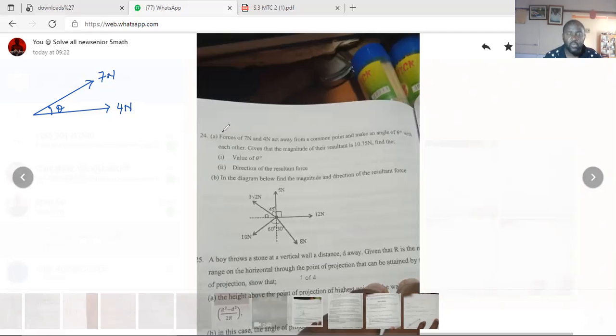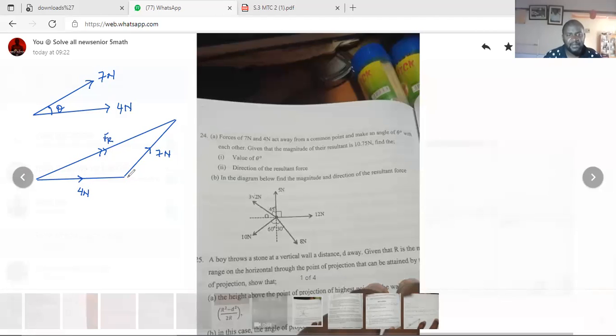One, we can sketch an appropriate vector triangle of forces. And how do we do that? Remember, I told you, you start with one force. I can start with a 4. Then I follow it with a 7. Then my line of the resultant will start from the bottom of the 4 to the head of the 7. Down here, this is the 4 Newton. Then up here is the 7 Newton. Then this is the line of the resultant. I can call this FR.